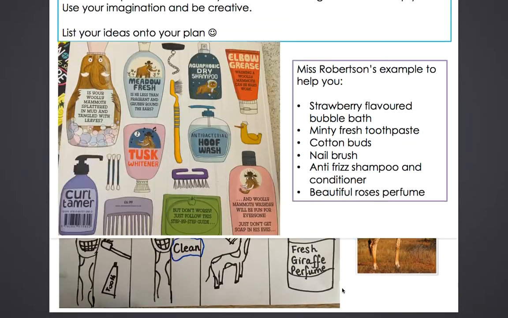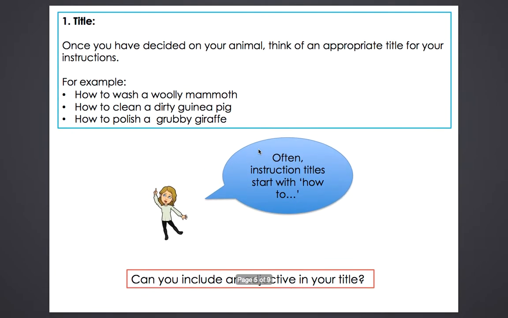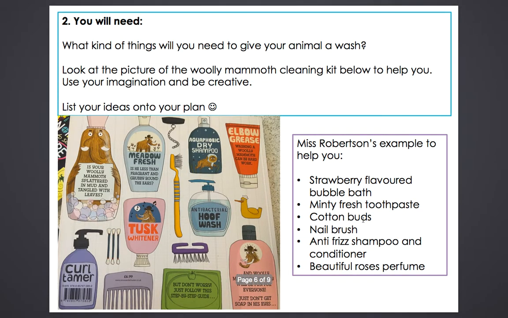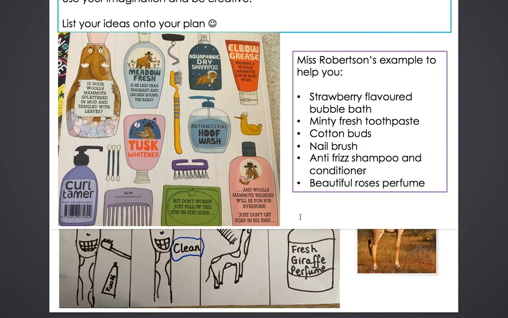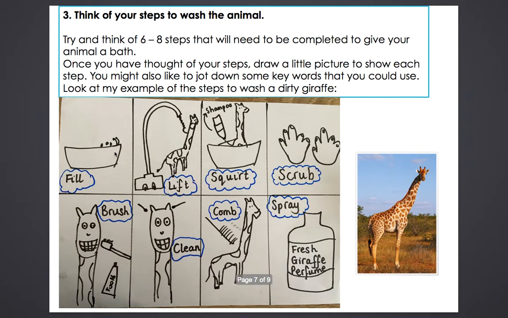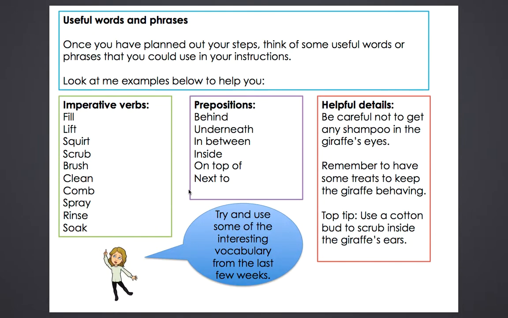So remember, in your plan, you're going to think of a title. You're going to think of what you'll need before you start giving that animal a wash. You're going to draw some little pictures, step-by-step pictures about each step that you're going to do to clean him, and note down some of those key imperative verbs. And then finally, just think of some other useful verbs and prepositions and some extra helpful details that you could write that will help you with your writing tomorrow.